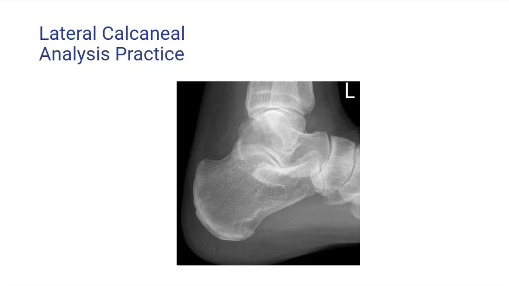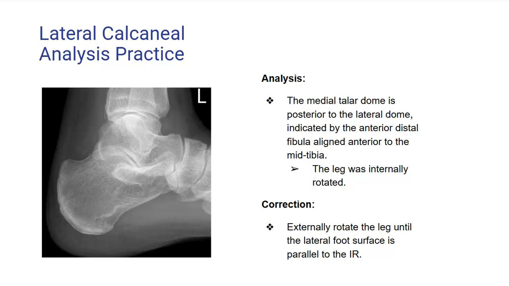Go ahead and review this first practice analysis and answer the following question. When conducting this analysis, you want to ask yourself, do I have open joint spaces? What is the positioning of my talar domes? Are they superimposed? What is the positioning of the fibula in relationship to the tibia as well? And you can also utilize the positioning of the cuboid and its relationship to the navicular bone.